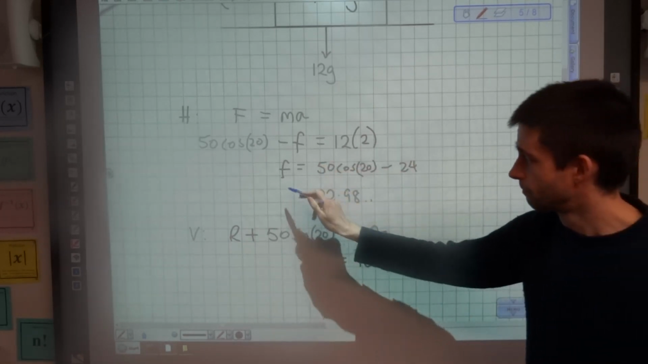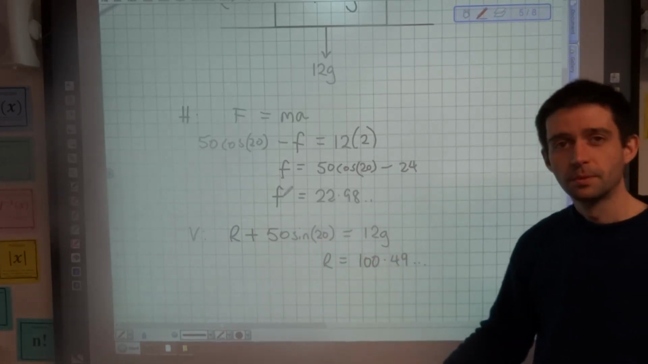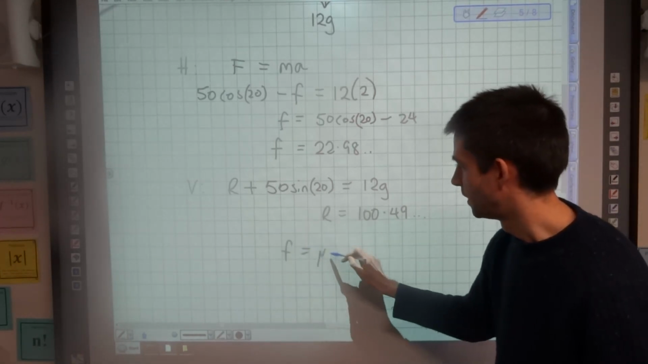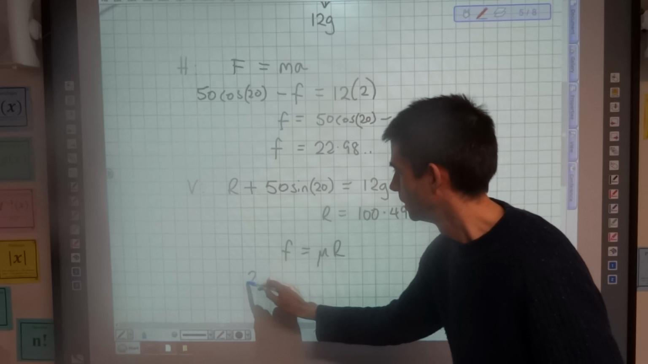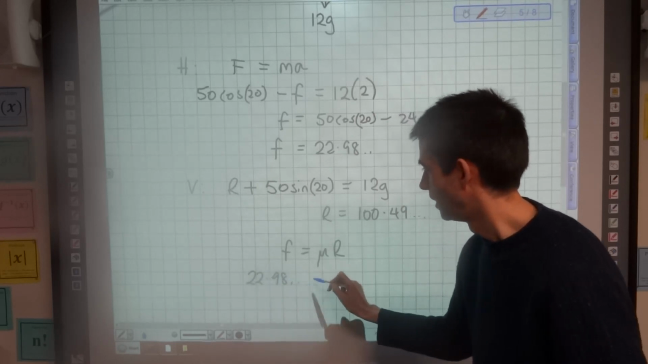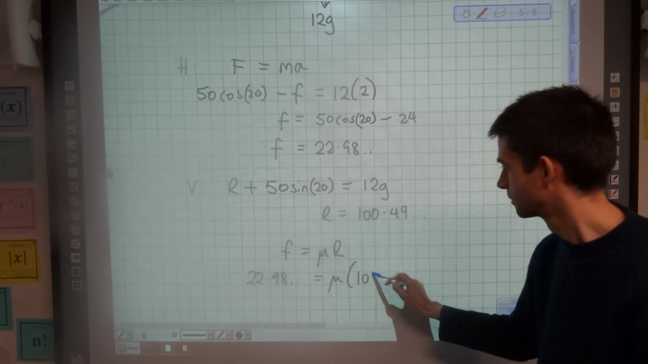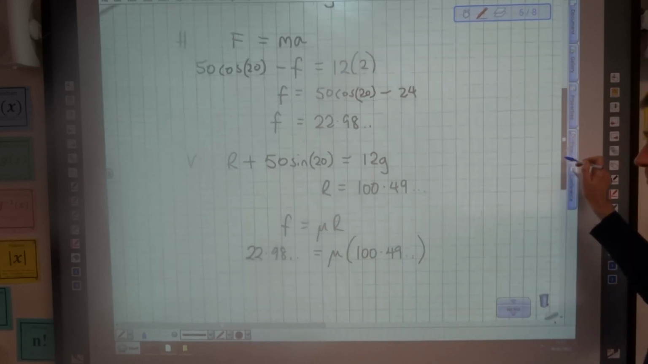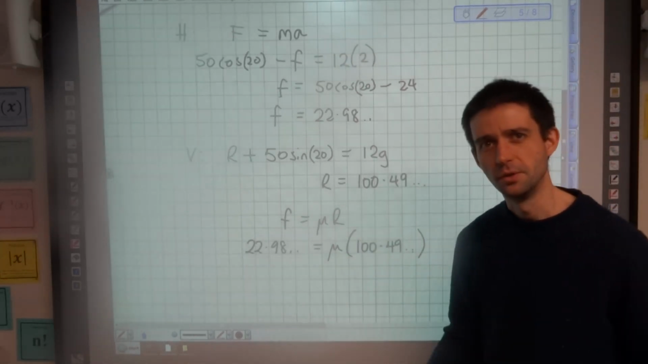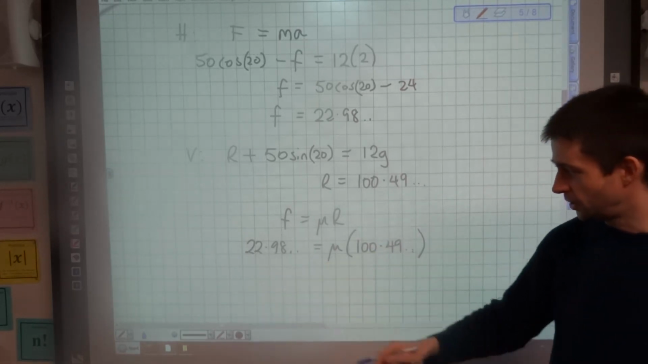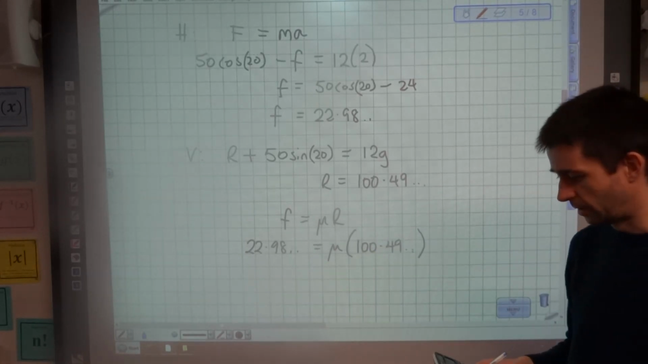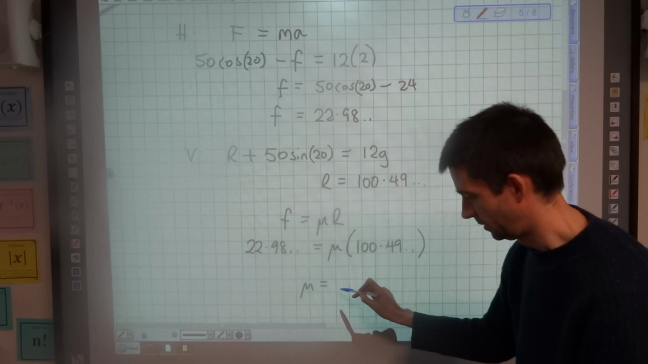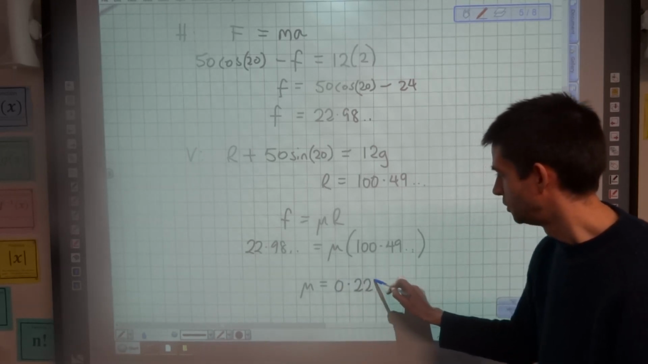So I found friction, I found the normal reaction force. I'm now going to use the equation for friction, F equals mu R, to find the coefficient of friction. So I know that the friction is 22.98, and I know that the normal reaction force is 100.49. So if I divide 22.98 by 100.49, I will get my value for mu, which to three significant figures comes out as 0.229.